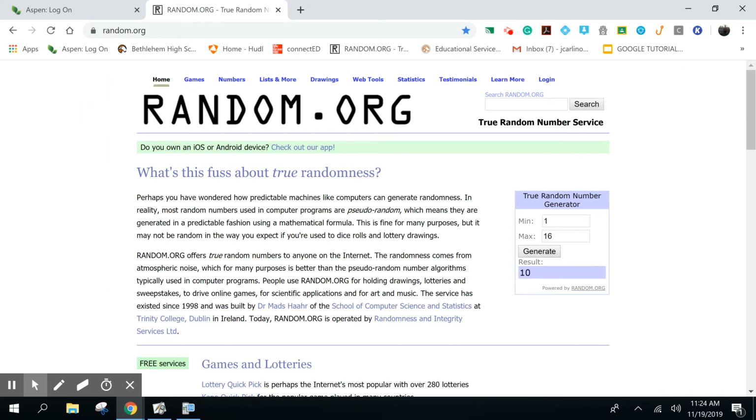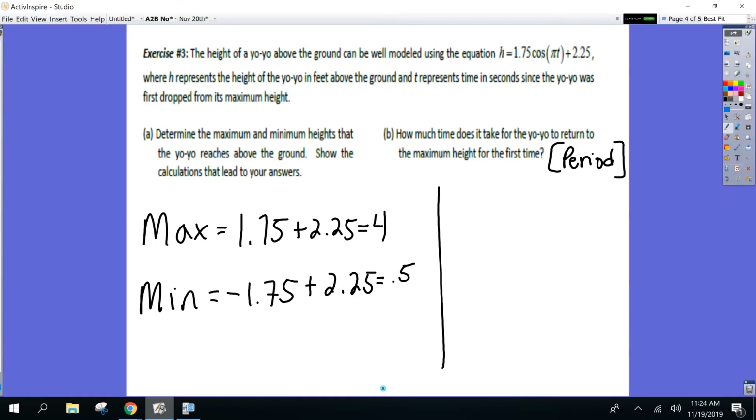Formula for period. What is the B value from the equation, Ben? Oh, pi. Just pi, yep. It's pi. So what is the period, Ben? How long is it going to take to return? 2, and then what are we in here? Seconds, so 2 seconds.